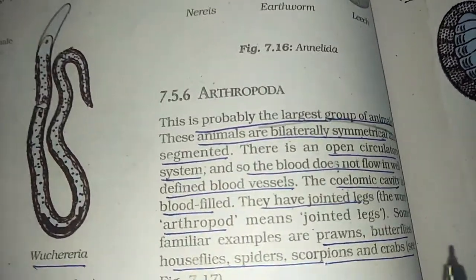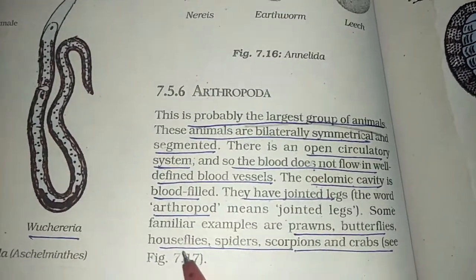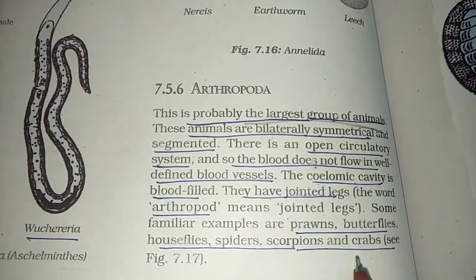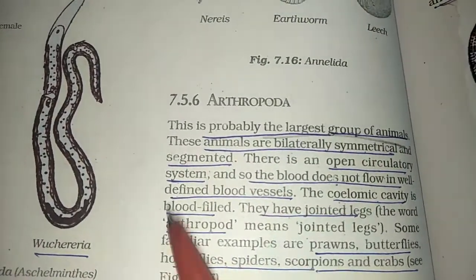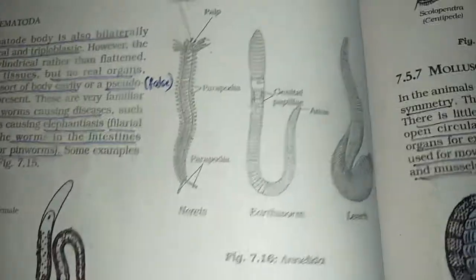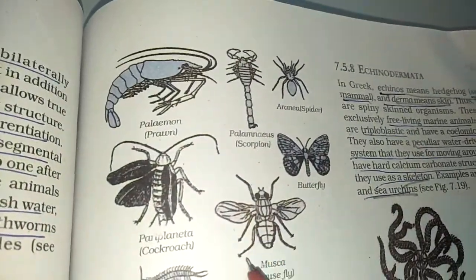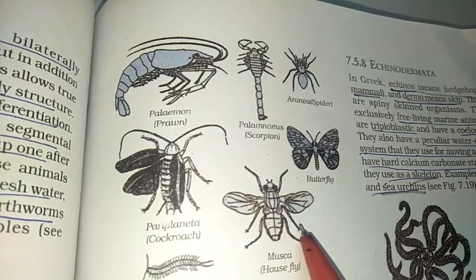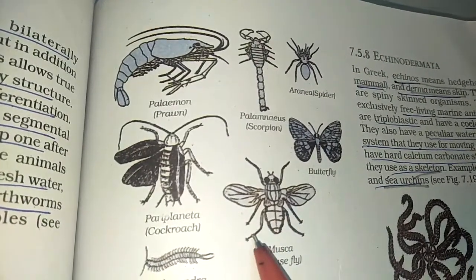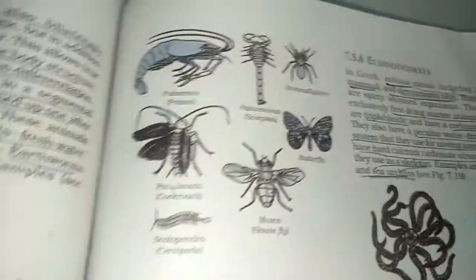They have jointed legs, that is why it is called arthropod, meaning jointed legs. The examples are prawns, butterfly, housefly, spiders, scorpions, crabs. Almost all the insects come in this class, arthropoda. If you see the insects, they will have jointed legs. Can you see these legs? They are joined like this to the body. That's why the name arthropoda is given.